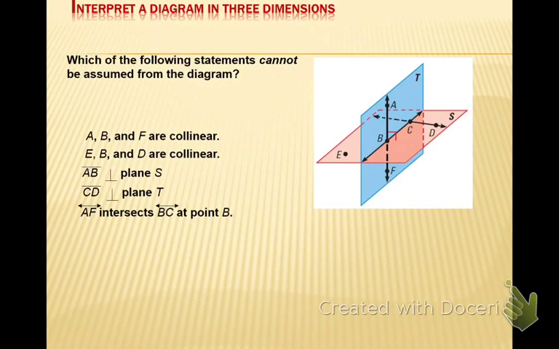What about AB being perpendicular to S? Do we know that? Looks like you shook your head. How do you know that? What symbol told you that? Yeah, this little square. That right angle symbol tells you that AB is perpendicular to the plane S.